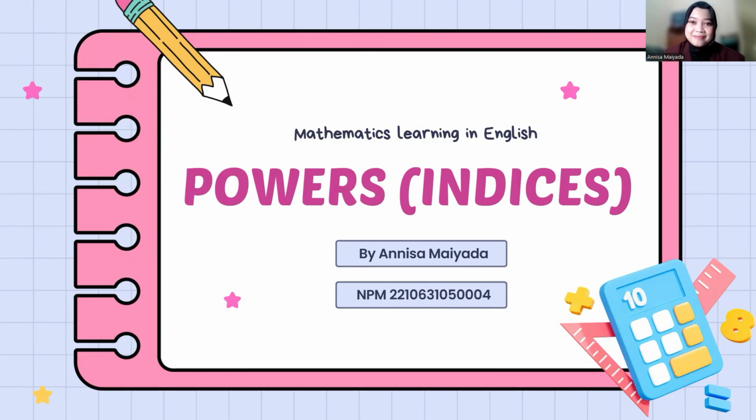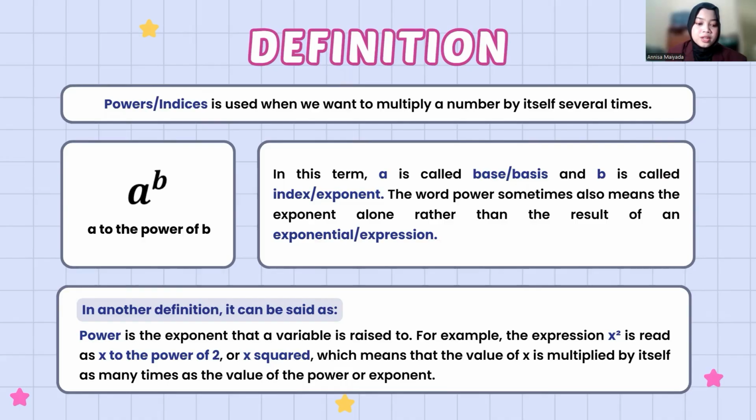Let's begin. First, we will discuss the definition of powers. Powers or indices is used when we want to multiply a number by itself several times. Here is an example of a power being read a to the power of b. In this term, a is called base or basis and b is called index or exponent.